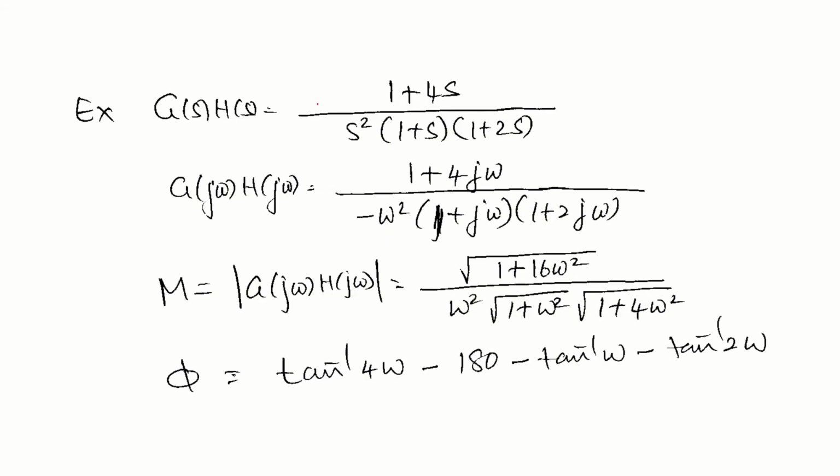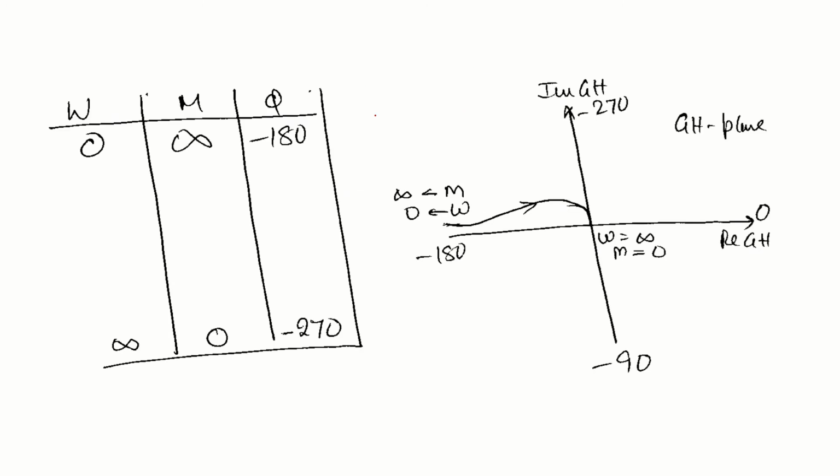Okay, this is another example. There is a 0 here. Okay, you'll get minus 180 to minus 270.